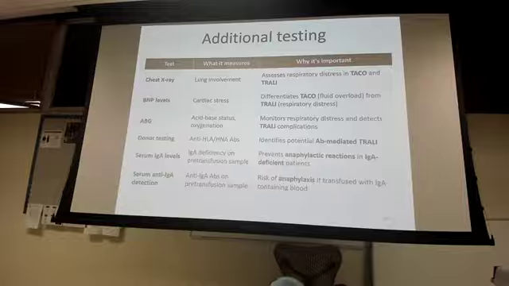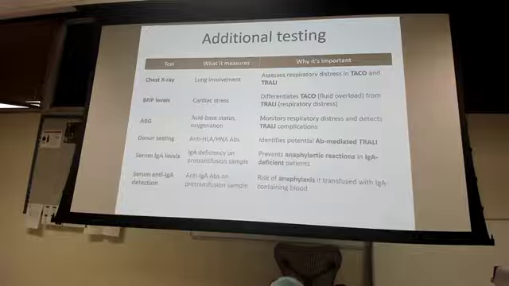So chest X-rays usually involve the lung. We're looking in TACOs or in TRALIs. We're assessing that respiratory distress. Your BNP levels are cardiac stress that differentiates a TACO from a TRALI. The ABGs, we may be determining that acid-base status or that oxygenation. This monitors that respiratory distress and detects a TRALI complication. Donor testing. We'll do an anti-HLA and HNA. No, I will not put that on there because we didn't talk about that.